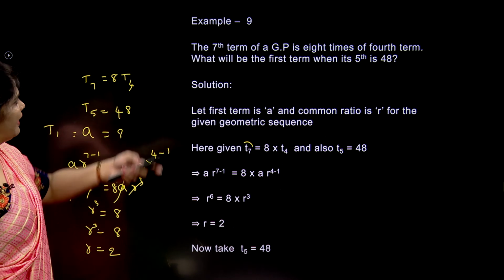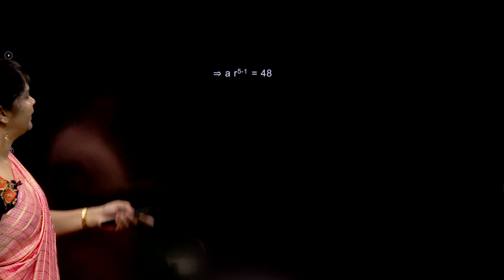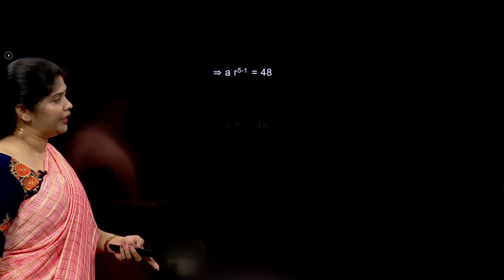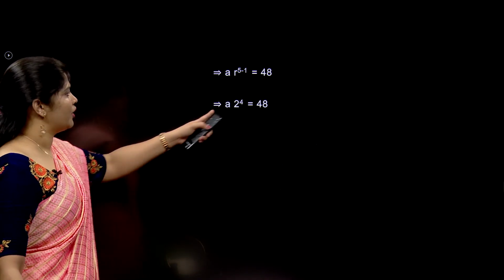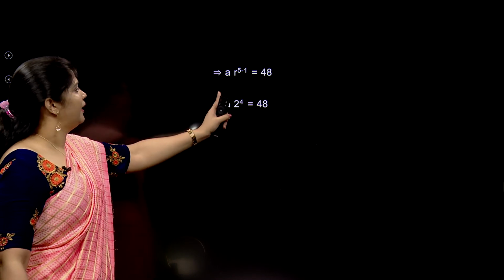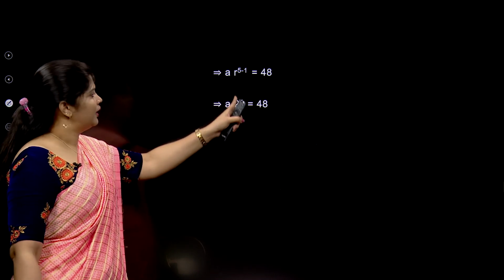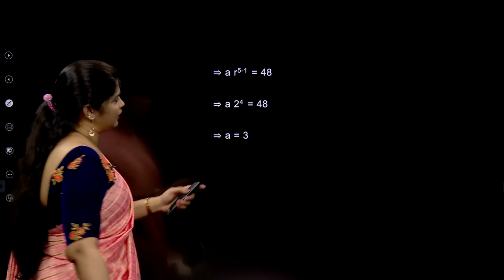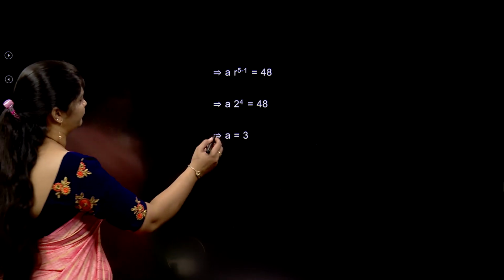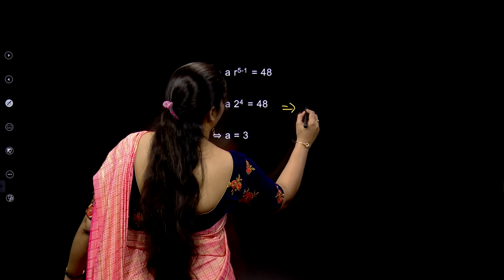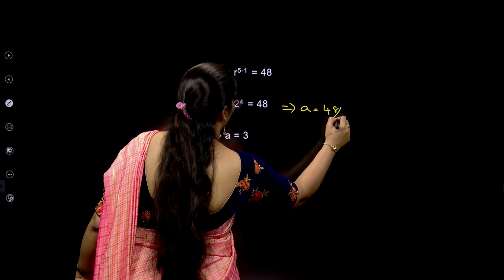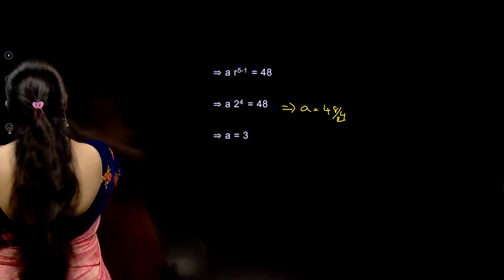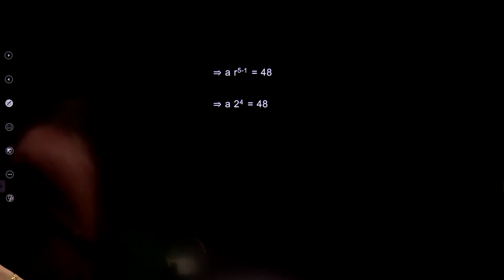Now take T5. T5 is 48, then T5 can be written as A r power 4, that value is 48. Now the common ratio is 2, so A into 2 power 4 equals 48. Now A equals 48 by 2 power 4, then we will get A equal to 3. Note down.